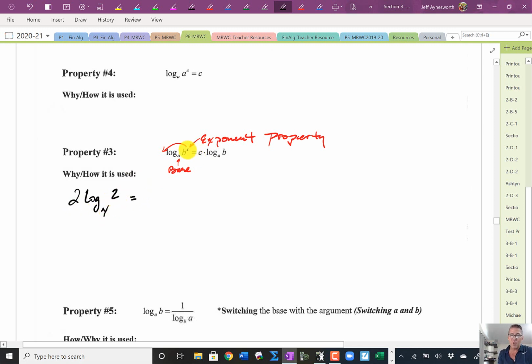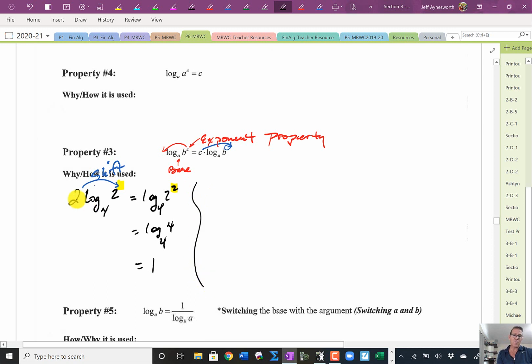So if you start off with an exponent, you can shift it out to the coefficient, or you can go from right to left and take that coefficient and rewrite it as the exponent of your argument. So you can take this and shift it up here. You could rewrite it as log base 4 of 2 squared. Notice that I shifted it up to the exponent of the argument. Why would you want to do that? Well, if you evaluate that, you get log base 4 of 4, and that's simple, right? 4 to the first power is 4, so you just get 1.